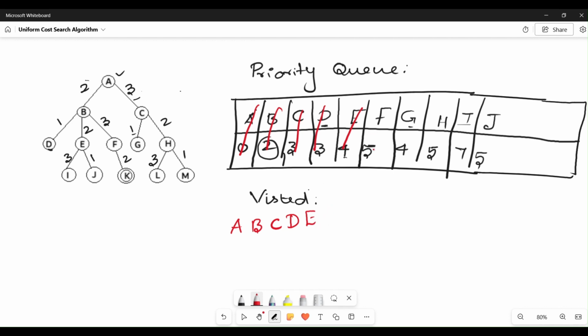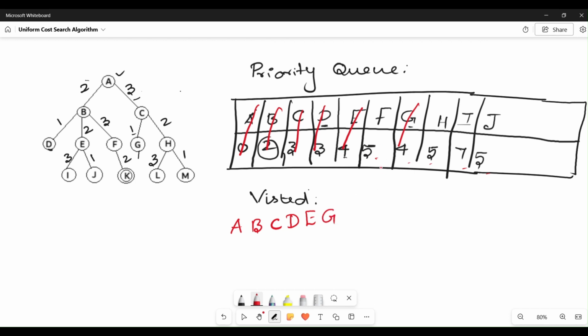Next, we will be looking into the lowest cumulative path cost. So checking 5, 4, 5, 7, and 5. So 4 is the minimum value, which has the G. If there is no node below the G, it is a leaf node. So directly we are taking it from the priority queue and add it into the visitor.